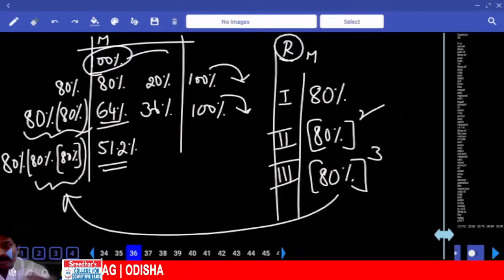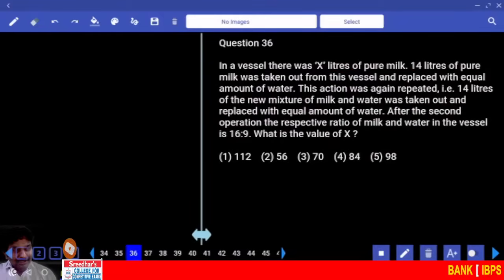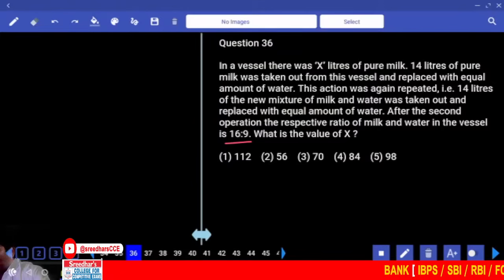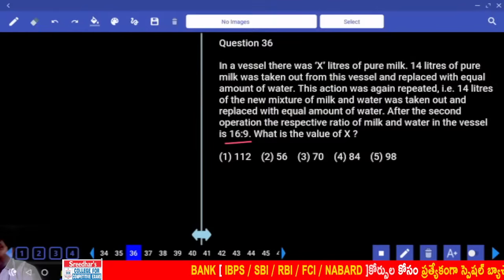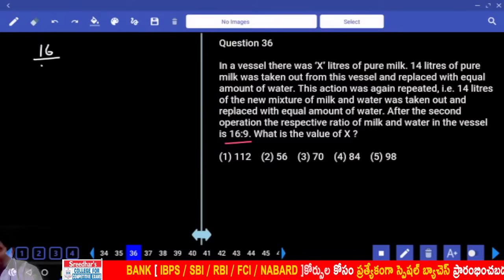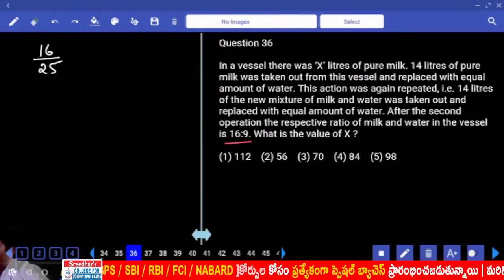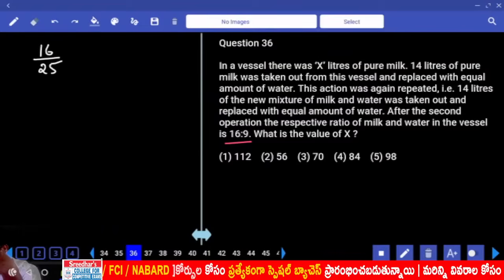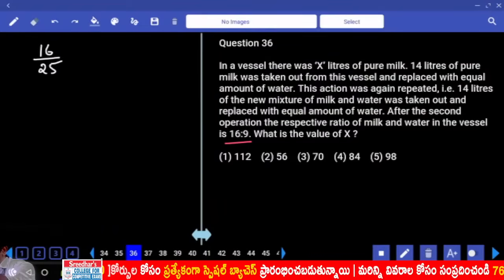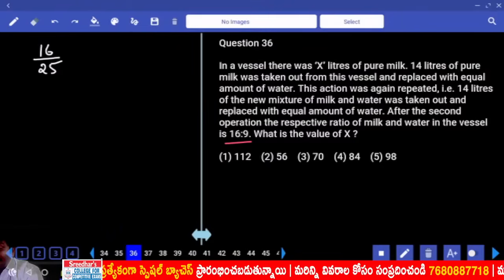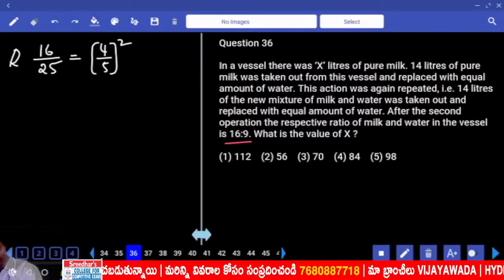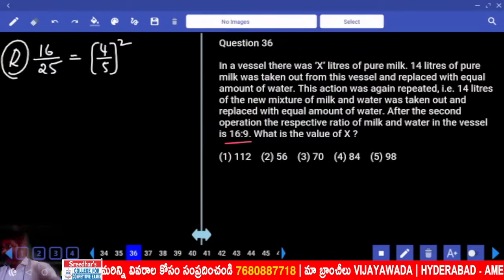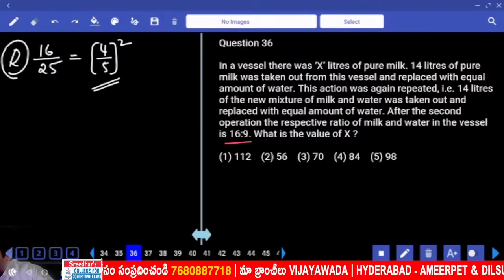You understand? Right. Now, the final quantity has milk and water in the ratio 16:9. How many parts do we have in total? Water and milk both, 25. That means the remaining milk in fractional form is 16/25 only. And this replacement is done how many times? If it is done 2 times, you know that you are going to get a square value. Which square is this? 4/5 whole square, correct? The remaining milk is 4/5 whole square.